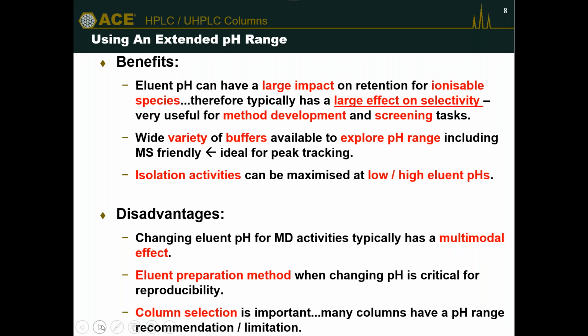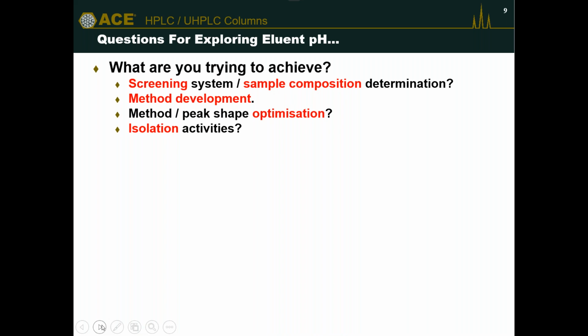And finally, not every column is suitable for an extended pH. So potentially, if you're using your standard column, you might need to go to a different brand of column, a different type of column, to actually be able to run at a high pH, for example. So what do you need to think about when you start your method development with pH as your favorite alpha changing parameter? Are you going to run a screening system? Do you have the ability to column switch, for example? When you're running your method development, are you always going to have pH switching capabilities?